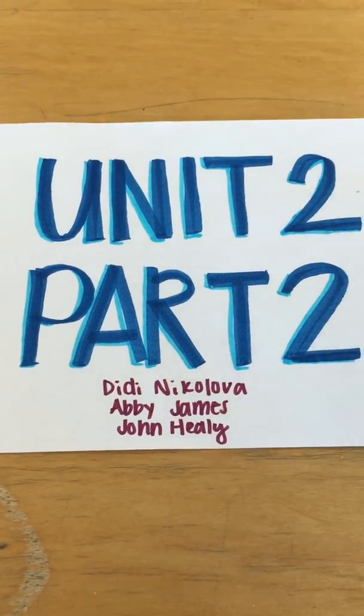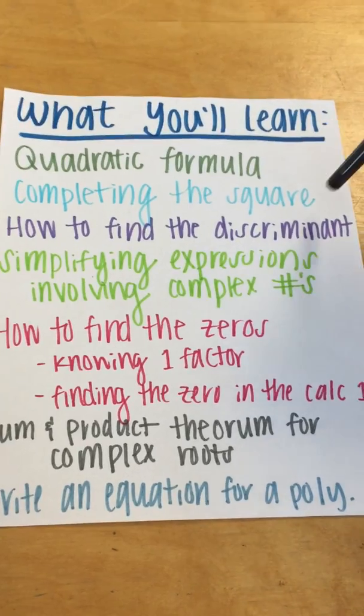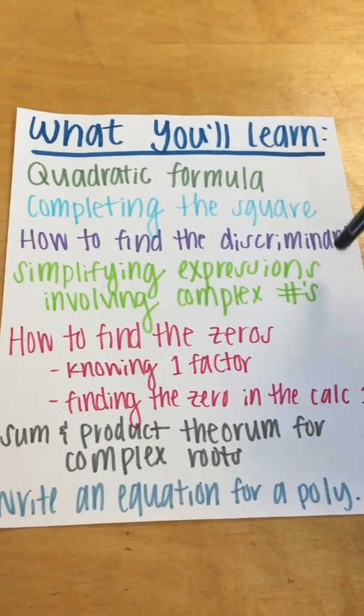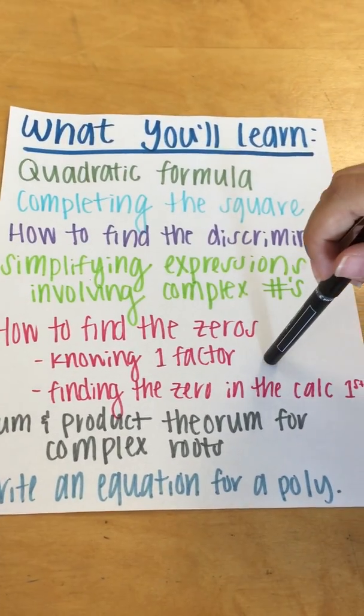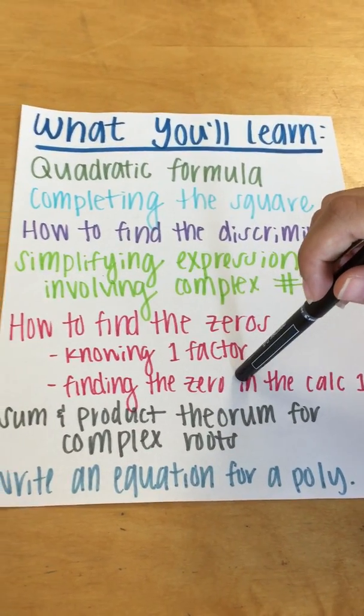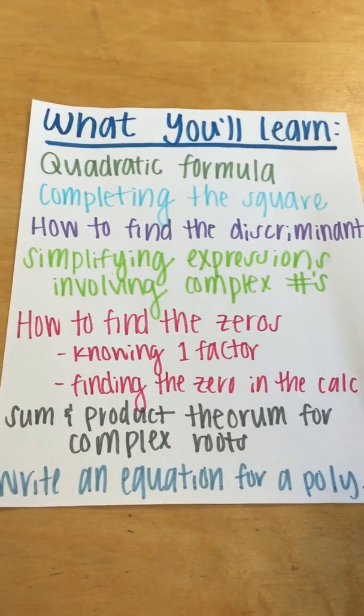Unit 2, Part 2 review. What we'll review here is the quadratic formula, completing the square, how to find the discriminant, simplifying expressions involving complex numbers, how to find the zeros by knowing one factor or by first finding the zero in the calculator, the sum and product theorem for complex roots, and how to write an equation for a polynomial.